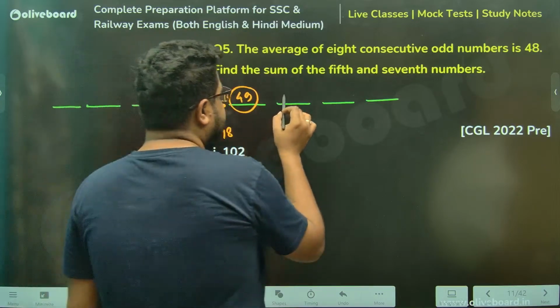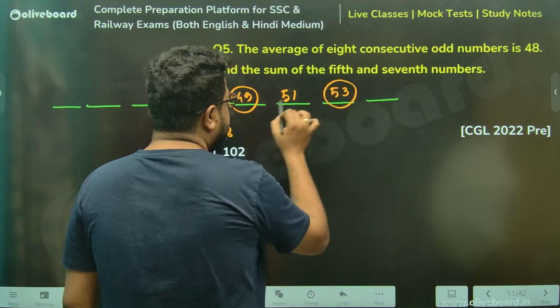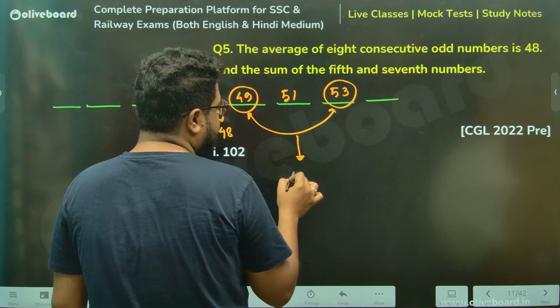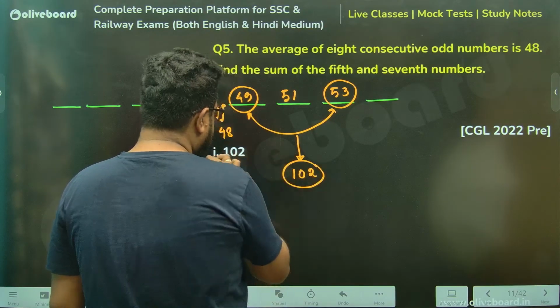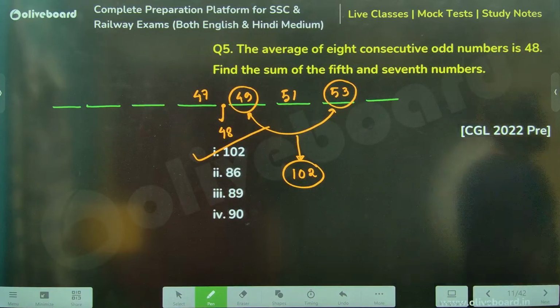And it's a 7th number. 7th number will be, this is 51. This is 53. These two numbers they're asking. What they're asking? Sum. Sum meaning, sir, 102 is the answer. Option number 1, 102 is your correct answer. Very simple questions. I'm assuming all of you guys can do this.